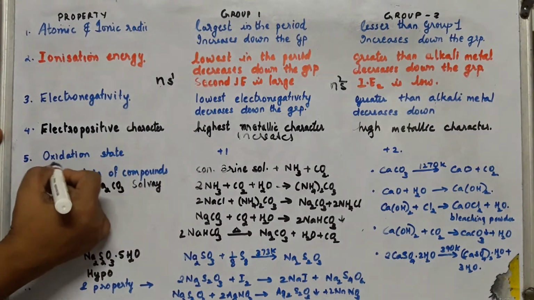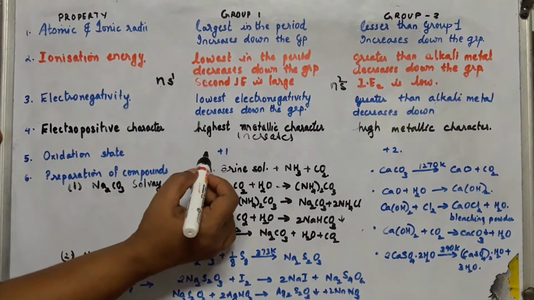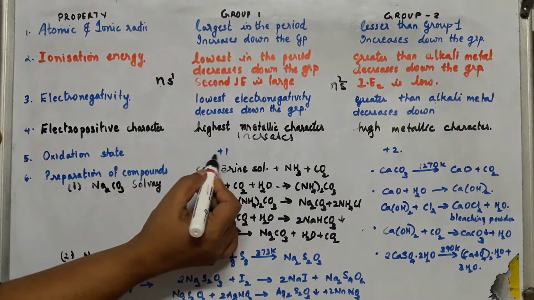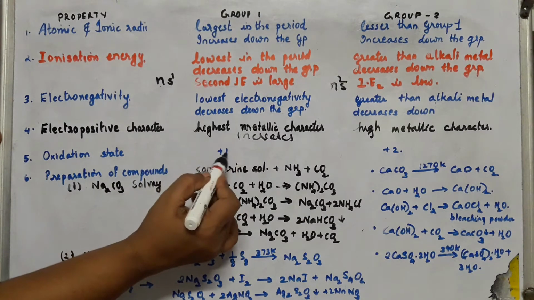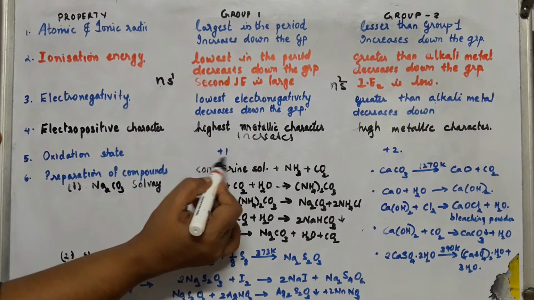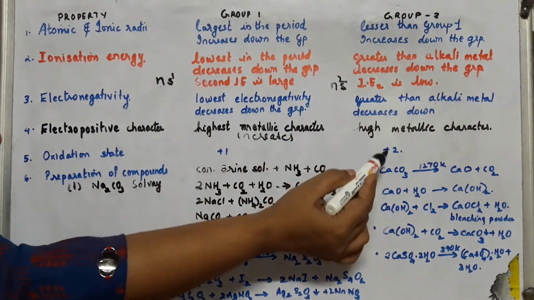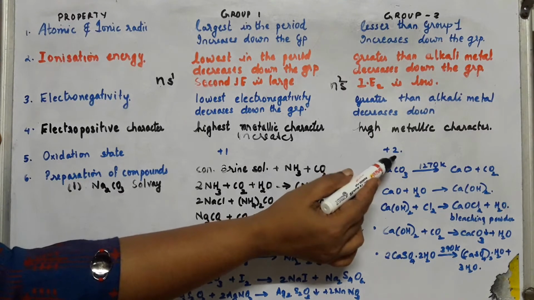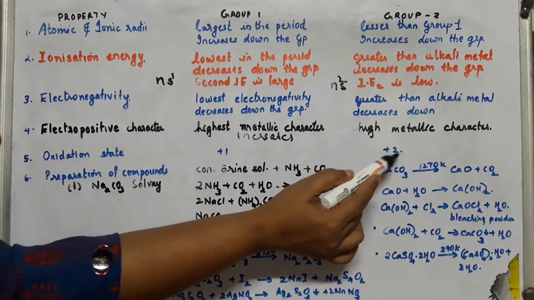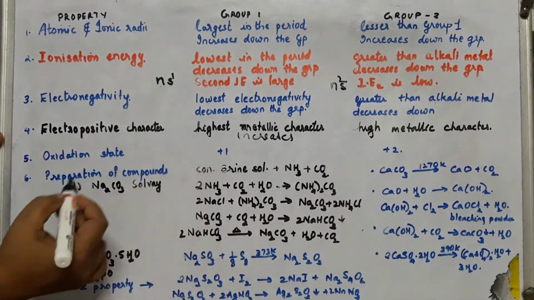Now the next is oxidation state. Since the electron present in the outer orbit is 1, it can lose 1 electron and show +1 oxidation state. And in group 2, ns2 is the outer electronic configuration. It can lose 2 electrons and form +2 oxidation state.